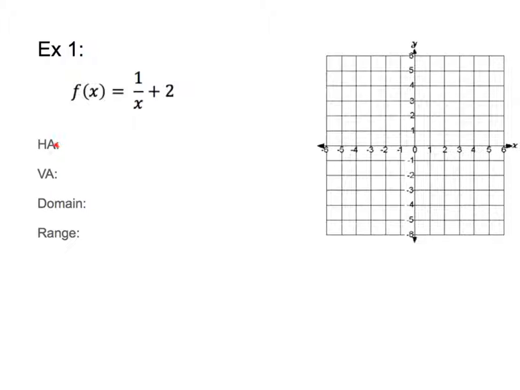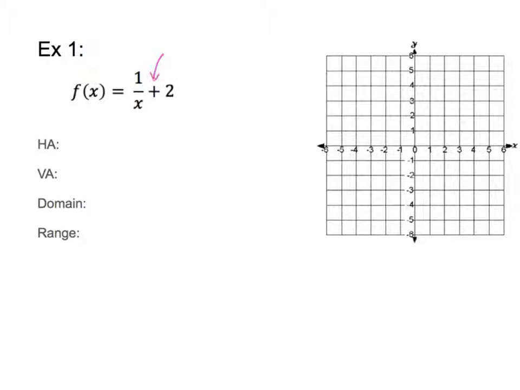Before, we found the horizontal asymptote and the vertical asymptote by making a table, plotting points, and seeing how the curves connect. But this time around, we're not going to make a table. Instead, we're going to figure out ways we can find the horizontal asymptote and vertical asymptote without it. So here's what you have to do to figure out the horizontal asymptote. Remember how the original horizontal asymptote was y equals 0? Well, in this case, this is the same function, but there's a +2 here.